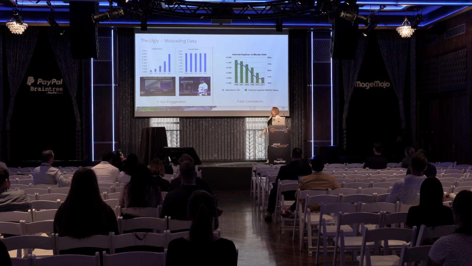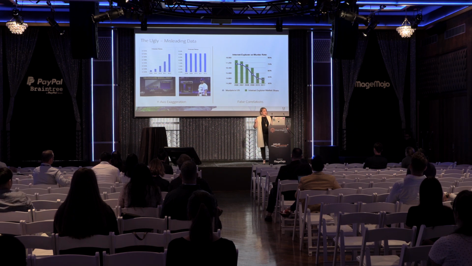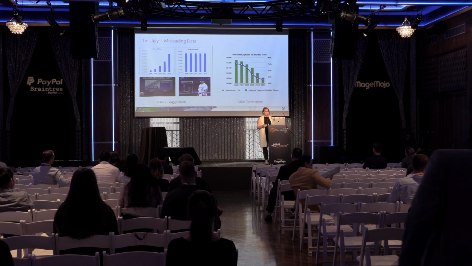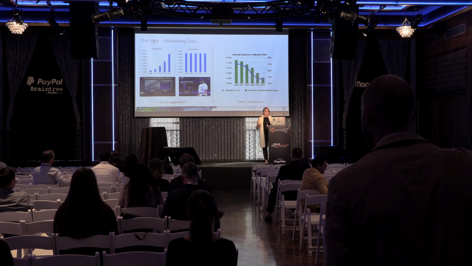The other one is causing false correlations. So what am I supposed to take from this graph on the right? Am I supposed to think, Internet Explorer was so terrible that it incited murder, and thank goodness that it's going away, I guess, right? But that's just a false correlation. These things have nothing to do with one another. So, make sure that when you're creating graphs that these correlations actually make sense.